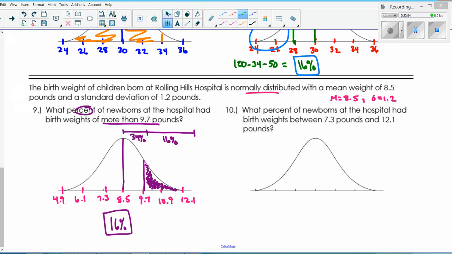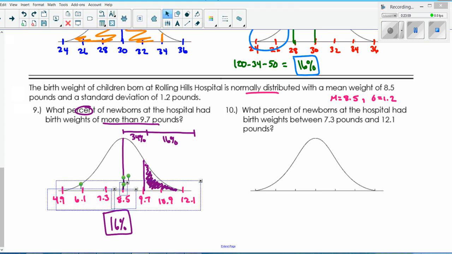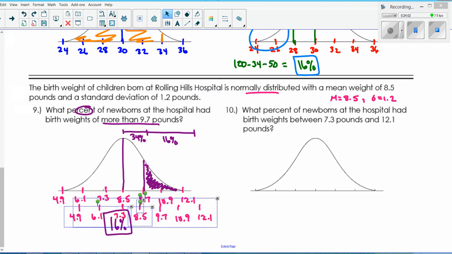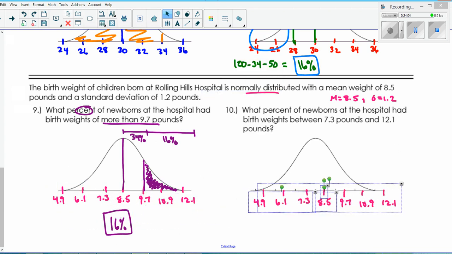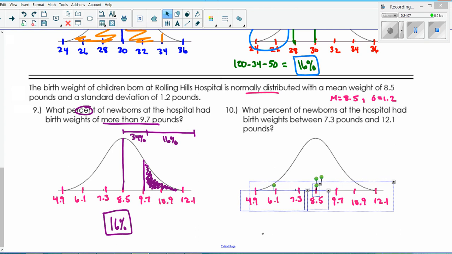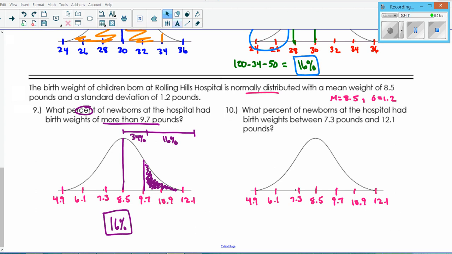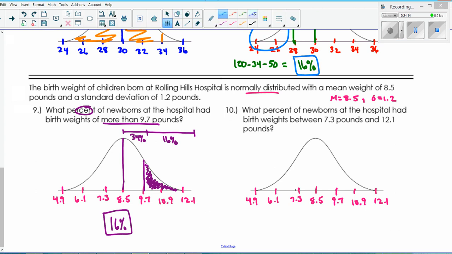Okay, let's try the next one. Go ahead and fill your numbers in. Double check that they're the same as the left side. Okay, the last one. This one says, what percent of newborns at the hospital had birth weights between 7.3 and 12.1? So again, I'm going to find my middle. 7.3 would be here, and 12.1 would be here.